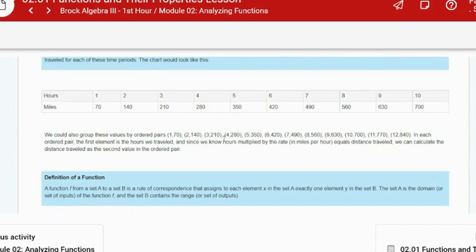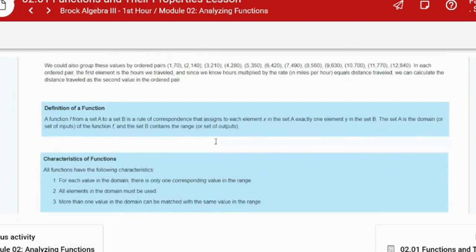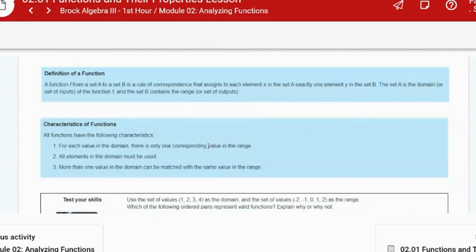So a function is defined. If we're going to talk about functions, we need to know what a function is. This is not the first time you heard this. You heard this back in Algebra 1, heard it again in Algebra 2. But this is putting it in college-level math language. So we're going to talk about it.